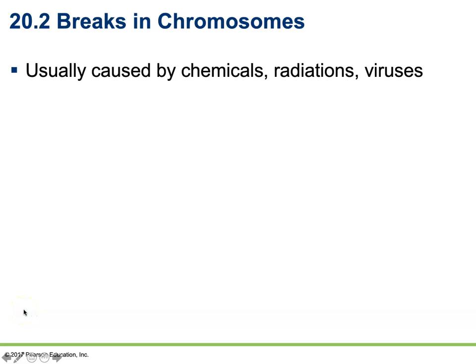Everything we've talked about so far has been normal genetic inheritance. You're born with the genes you have. But now we're going to talk about what can happen when there are changes in the chromosomal structure. We've talked about changes in chromosomal number, but now we're going to talk about chromosomal changes in structure. Usually these changes in structure are caused by chemicals, radiation, or viruses.